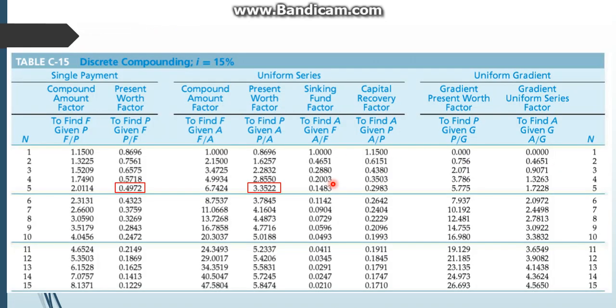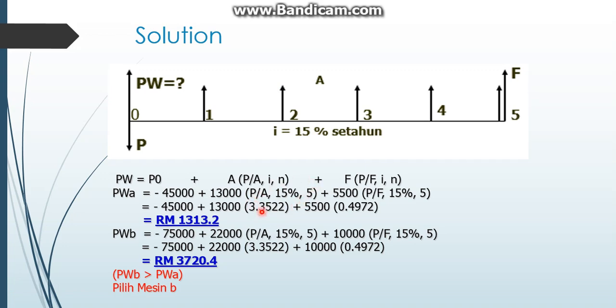So these values we can get from C15. C15 is the table for discrete compound interest for I equals 15% interest rate. So we find P given F is 0.4972 from N equals 5, which is 5 years, and the same goes for P given A, which is 3.3522. With these two factors, we insert them into this equation and we can get 1313.2.